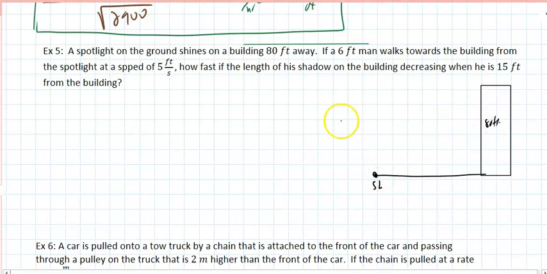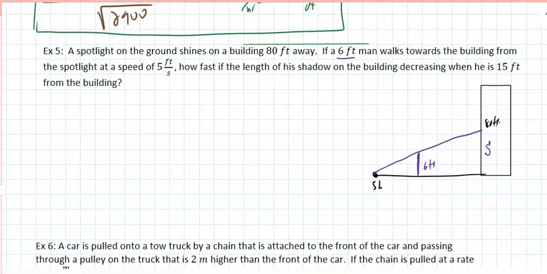It's shining on the building. A man 6 feet tall walks toward the building from the spotlight. So let's say the man is right there, and the man is only 6 feet. As the man walks, do you see the shadow on the building?